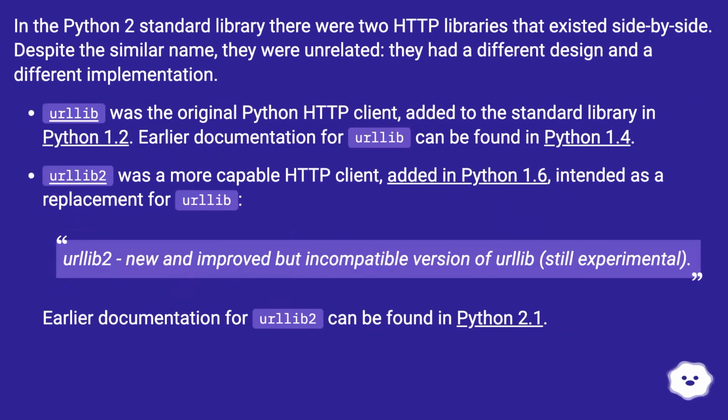In the Python 2 standard library there were two HTTP libraries that existed side by side. Despite the similar name, they were unrelated, they had a different design and a different implementation. Urllib was the original Python HTTP client, added to the standard library in Python 1.2. Earlier documentation for urllib can be found in Python 1.4. Urllib2 was a more capable HTTP client, added in Python 1.6, intended as a replacement for urllib. Urllib2: new and improved but incompatible version of urllib, still experimental. Earlier documentation for urllib2 can be found in Python 2.1.